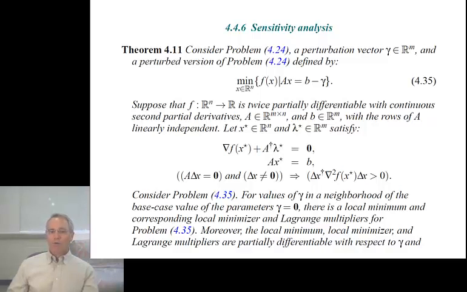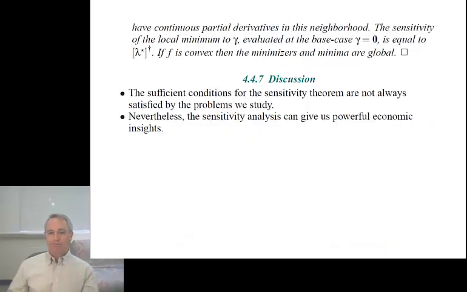Moreover, all of those things thought of as a function of gamma will be partially differentiable with respect to gamma. They'll have continuous partial derivatives. And finally, the sensitivity of the local minimum to gamma evaluated at gamma equals 0 is equal to lambda star transpose. If f is convex, then the minimizers and minima are not just local, but they're also global.